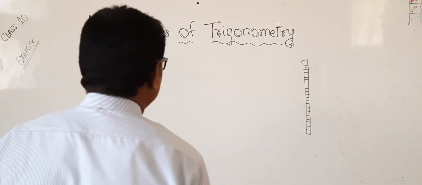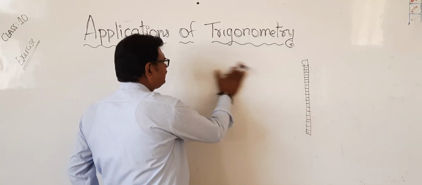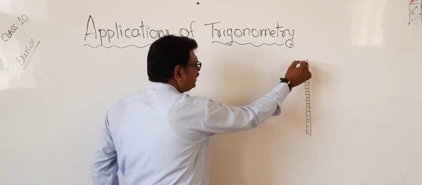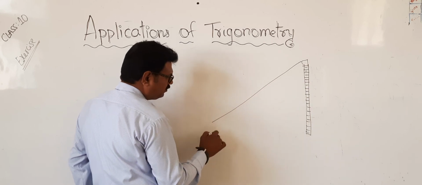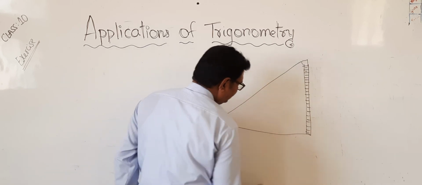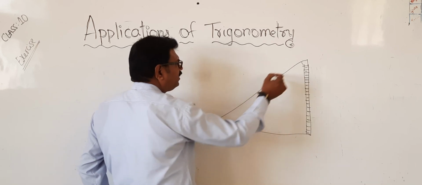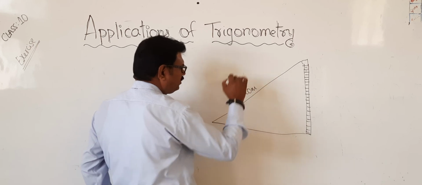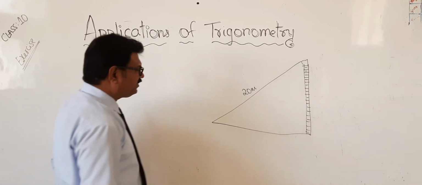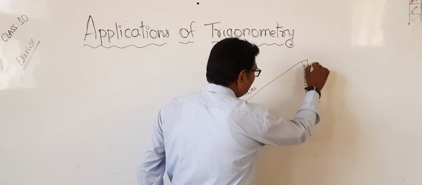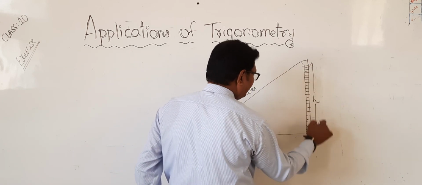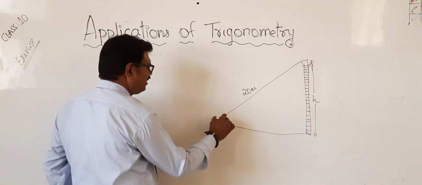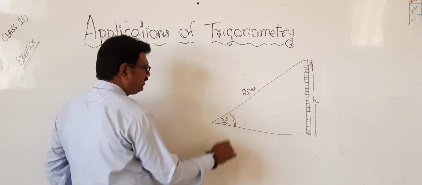One example: in a circus, there is a vertical pole. From this, a 20-meter rope is tied from the pole to the ground tightly, whose length is 20 meters. So find the height of the tower. What we have to find out is the height of the tower, with an angle of elevation of 30 degrees.